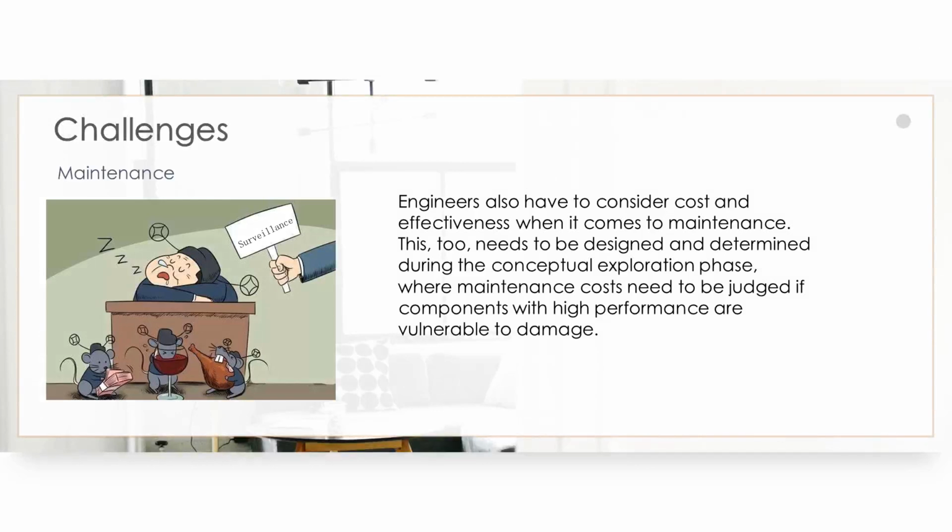Also, for the maintenance, in the design part, the engineers need to consider the cost and the effectiveness when it comes to maintenance. They need to consider the trade-off problems. These two need to be designed and determined during the conceptual exploration phase, where maintenance costs need to be judged if the components with a high performance are vulnerable to damage.